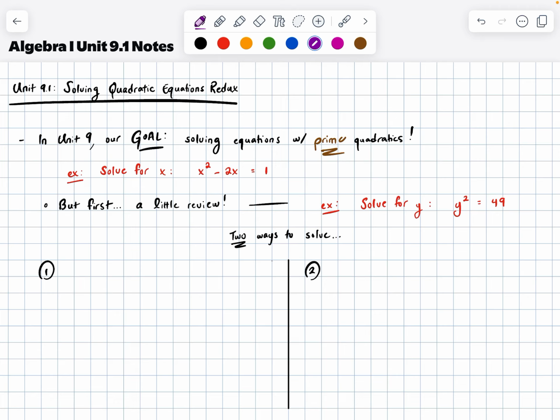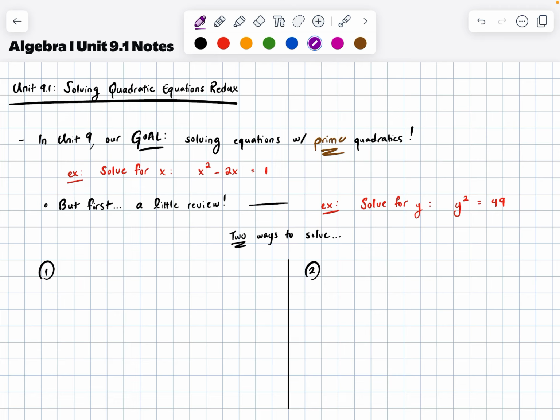Did you guess solving quadratic equations Redux? The correct answer is, of course, what is solving quadratic equations Redux, playing by Jeopardy rules today in our first class of Unit 9. Now at the end of Unit 6, we saw how to use square and cube roots as inverse operations when solving polynomial equations.